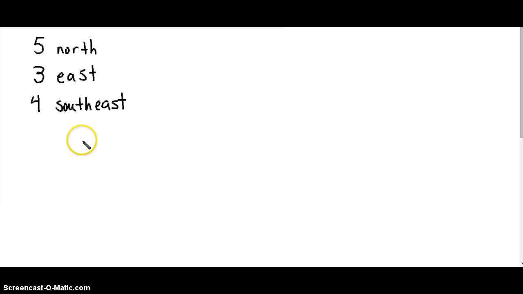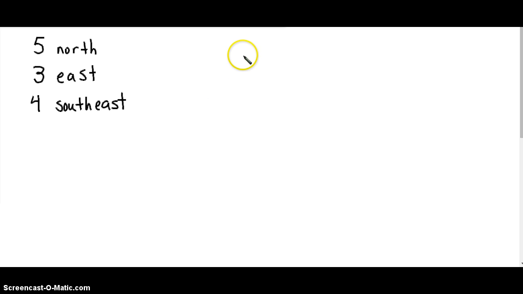Let's say you have a treasure map and it tells you to go 5 paces to the north. It tells you to go 3 paces to the east. It tells you to go 4 paces due southeast. So it's going to be halfway in between south and east. And then that's going to lead us to our treasure.